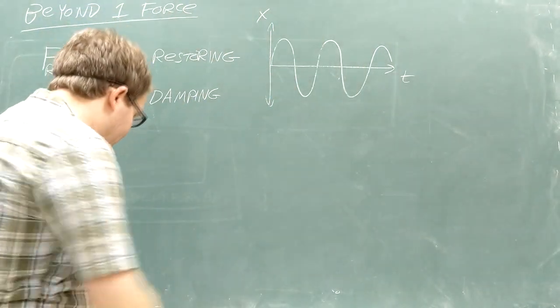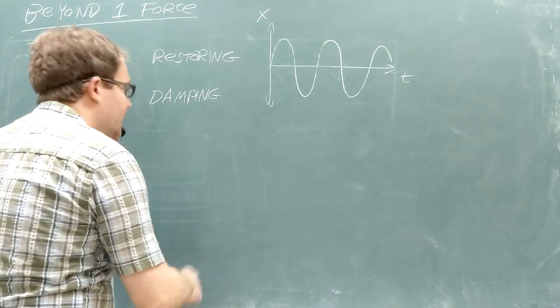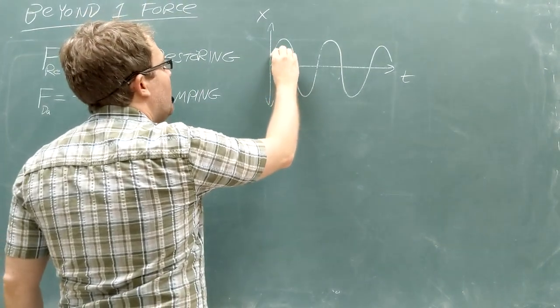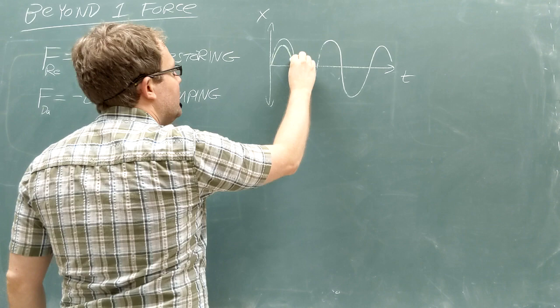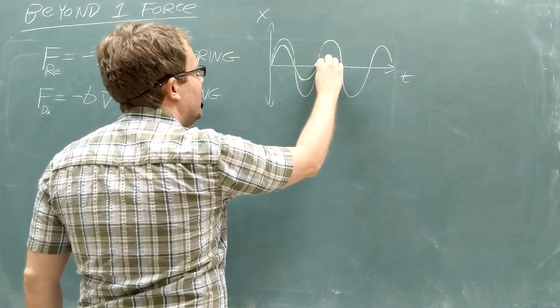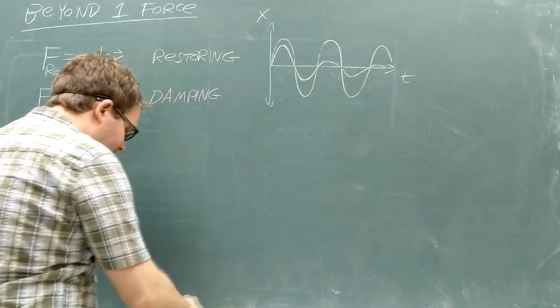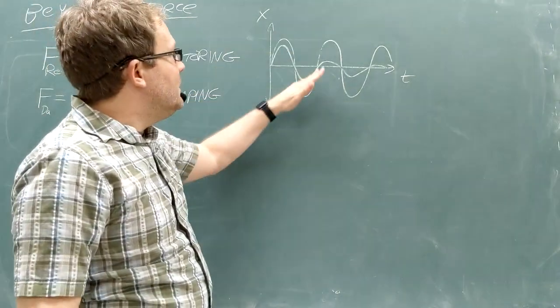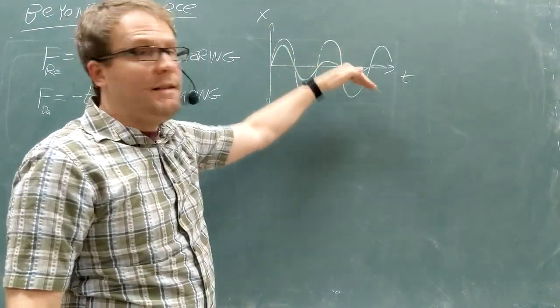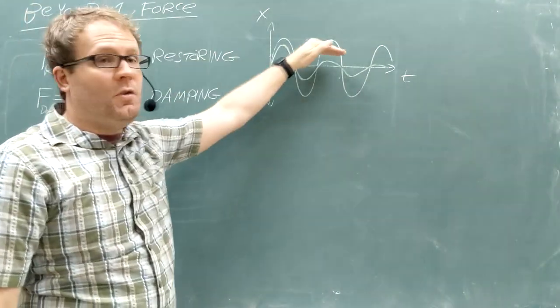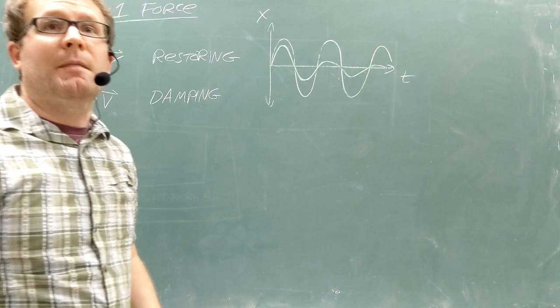What that means in terms of the graph is that with a little bit of damping force, let's make that in green, this thing is not going to go quite as far each time. It's going to go a little bit less that time, a little bit less here, a little bit less here. And what you'll end up seeing is that it'll still oscillate, right? Because it still has a restoring force, but those oscillations are going to die down thanks to the damping force.